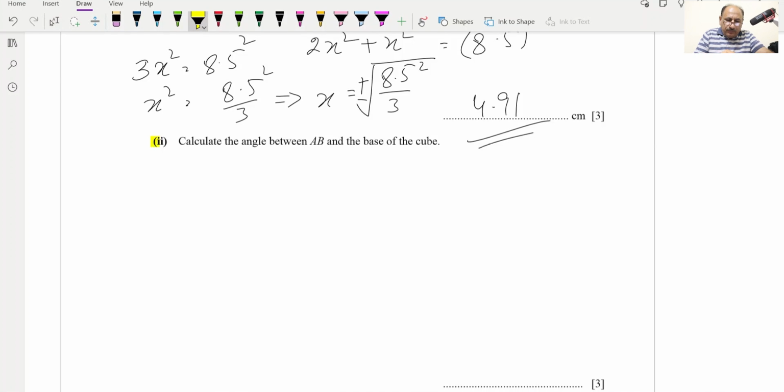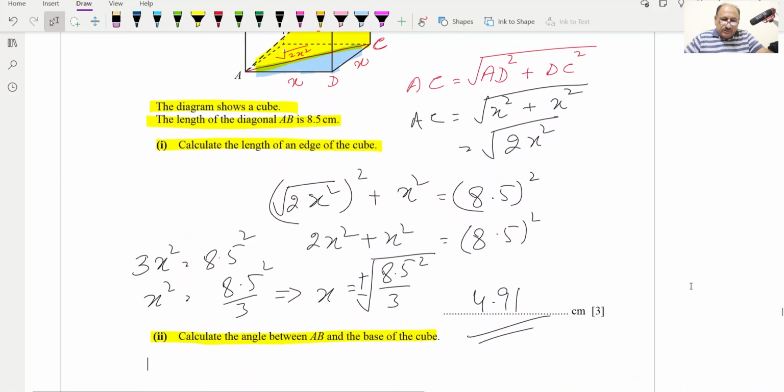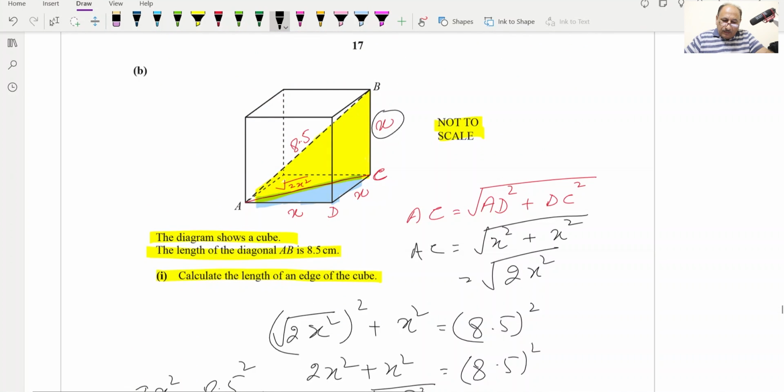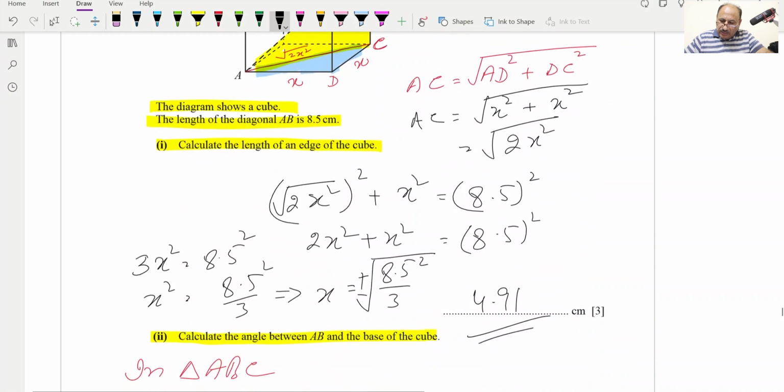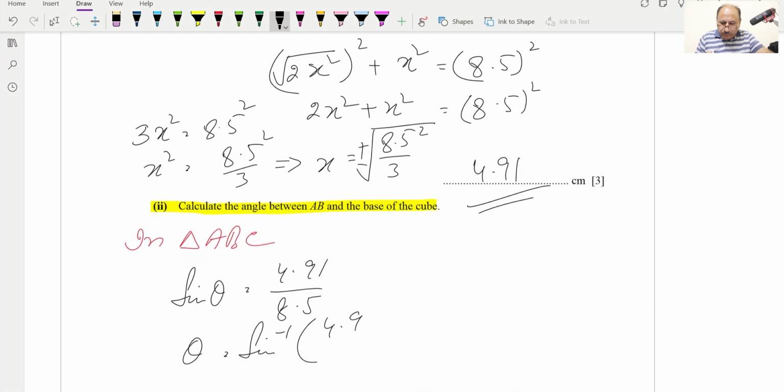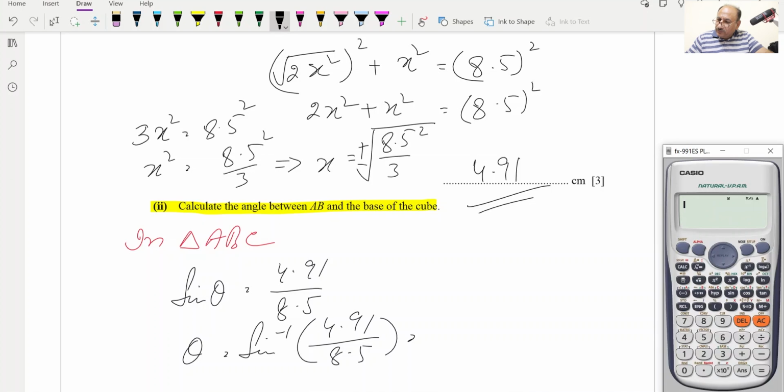Now second part, calculate the angle between AB and the base of the cube. So same triangle ABC we will be considering, and we can write in triangle ABC, sine theta will be opposite over hypotenuse. X value we already have, which is 4.9. So sine theta will be equal to 4.91 over 8.5, which is hypotenuse. So theta will be equal to sine inverse of 4.91 over 8.5.